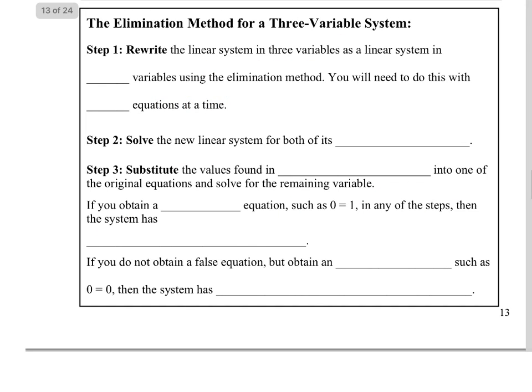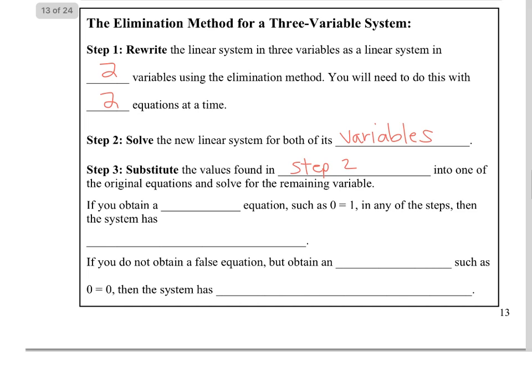Elimination method for a three-variable system. Step 1. Rewrite the linear system in three variables as a linear system in two variables using the elimination method. You will need to do this with two equations at a time. Step 2, then you solve the new linear system for both of its variables. And step 3, you're going to substitute the values found in step 2 into one of the original equations and solve for the remaining third variable.